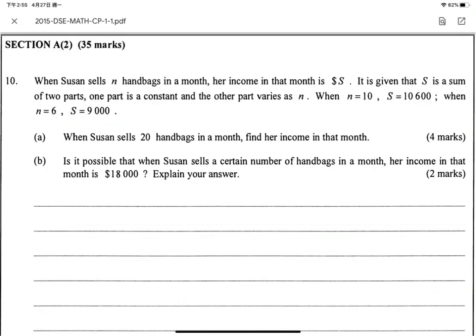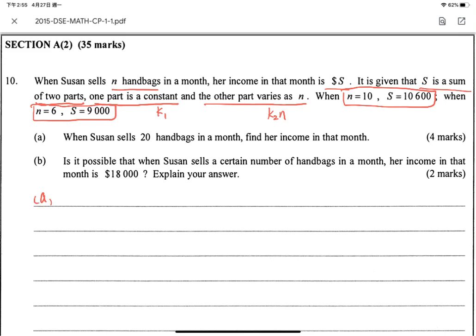Okay, let's move to the fourth example. When Suzanne sells a handbag in a month, her income in that month will be $S. It's given that S is a sum of two parts. You see, sum of two parts. One part is a constant, so this is K1, and the other part varies as n, which is K2n. So the first piece of information, when n equal to 10, S equal to 10,600. And the second piece of information, n equal to 6, then S equal to 9,000.